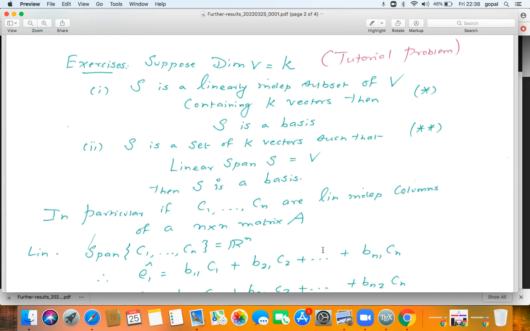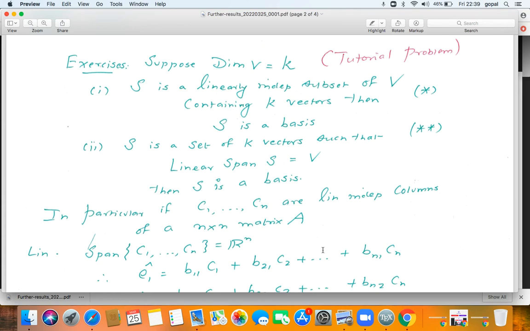See, for a basis, we need two conditions, right? The basis must be linearly independent, and the linear span of S must be the whole of V. In order for S to be a basis, S must satisfy these two conditions. Here I am saying S is linearly independent, but instead of the second condition, I am not saying that the linear span of S is V.